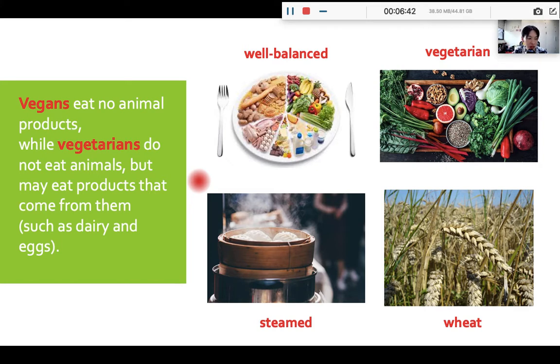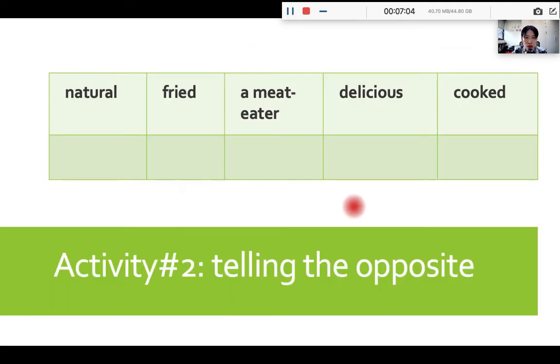Okay, so these are the words from activity 1. Some unfamiliar ones might be raw. Raw means uncooked. And I also want you to pick up 3 words to replace delicious. What are they? Delectable, mouth-watering, heavenly. Okay, so let's move on.